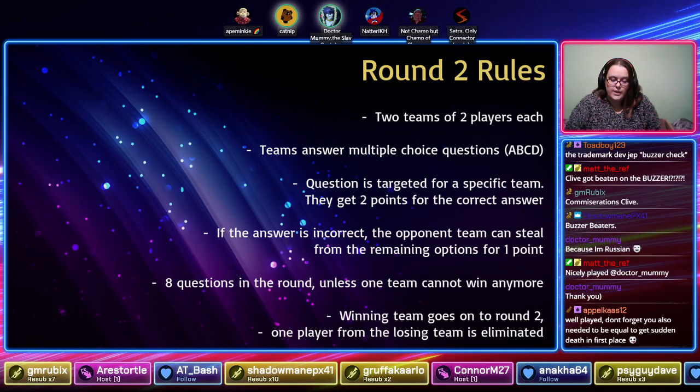Best scoring team wins the round, and we go until all 8 questions are done or the winner is clear. Winning team goes on to round 3, and from the losing team, 1 player is eliminated. So, Dr. Mummy, in this case, per the game's rules, you can choose your partner for round 2. You already know who you want, or should I try and give some information about their individual scores?